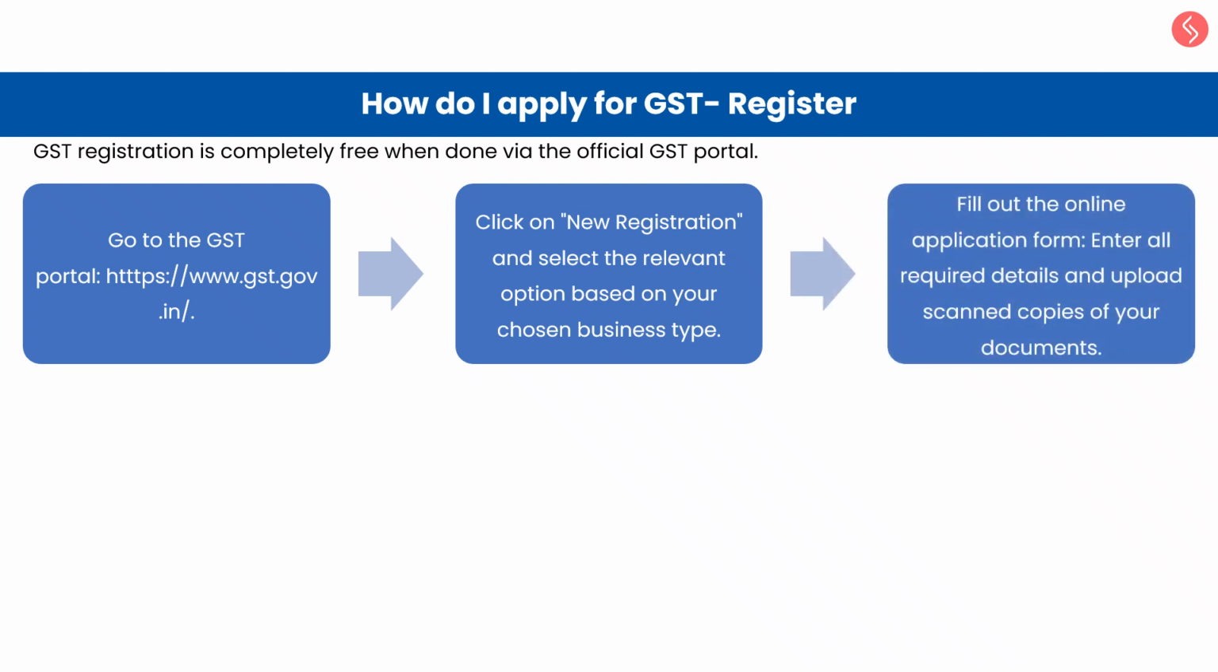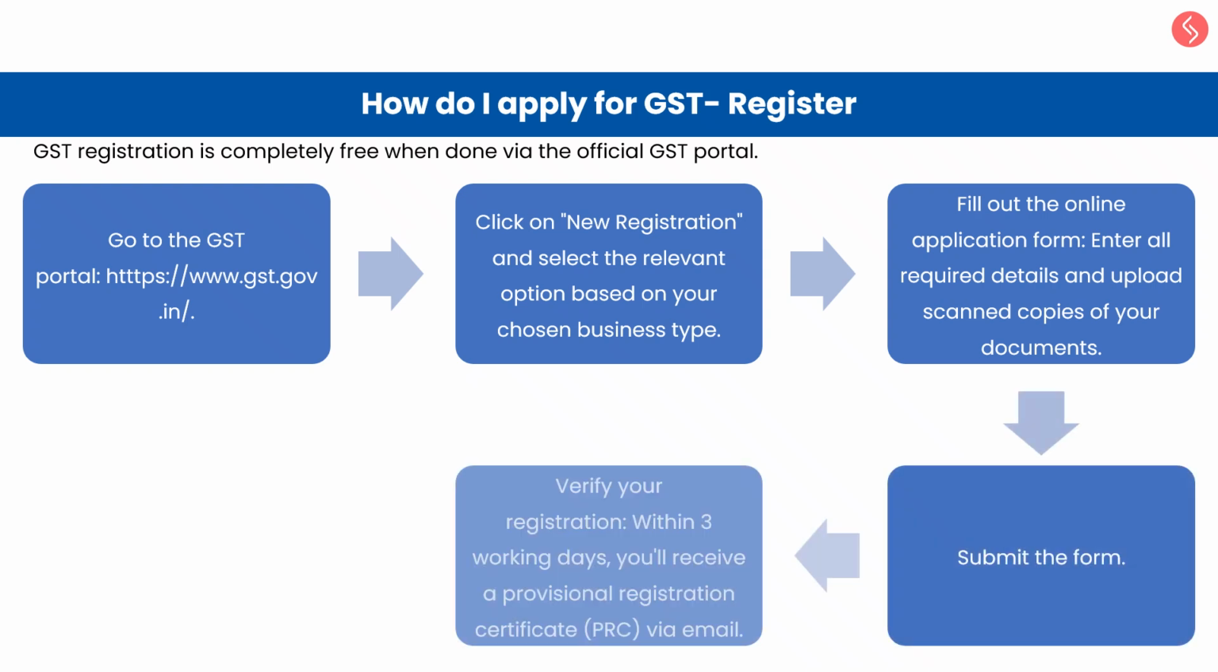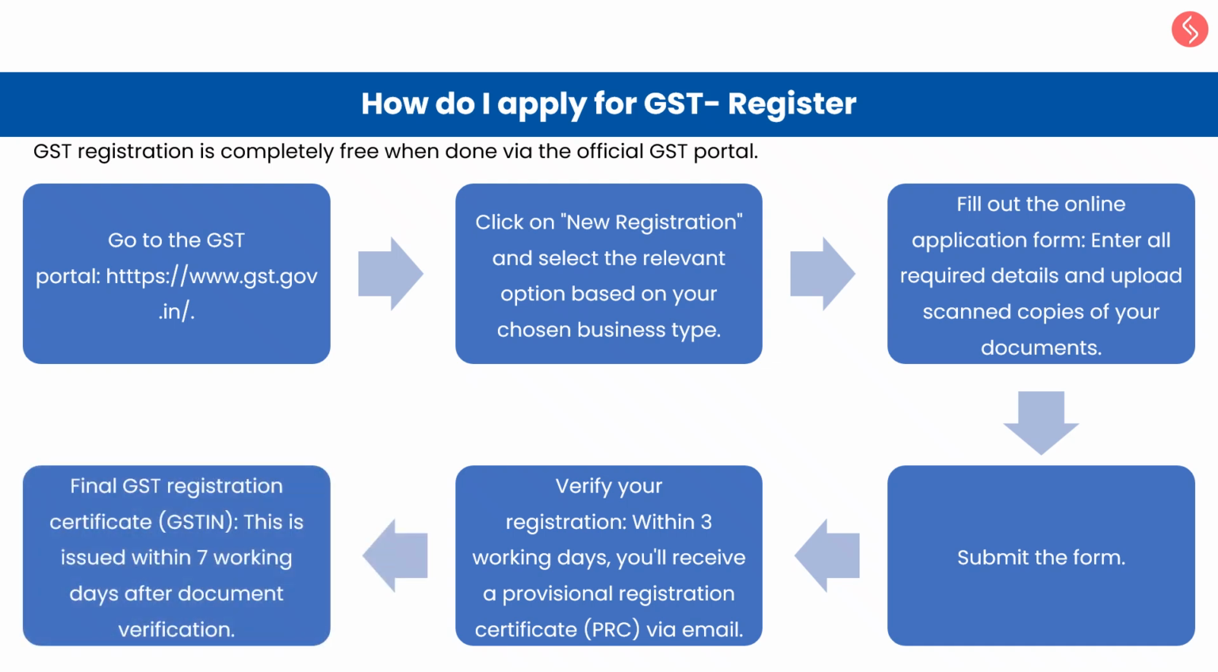Click on New Registration and select the relevant option based on your chosen business type. Next, fill out the online application form, enter all required details, and upload scanned copies of your documents. Submit the form. Next, verify your registration. Within 3 working days, you'll receive a Provisional Registration Certificate, PRC, via email. Final GST Registration Certificate or GSTIN is issued within 7 working days after document verification.